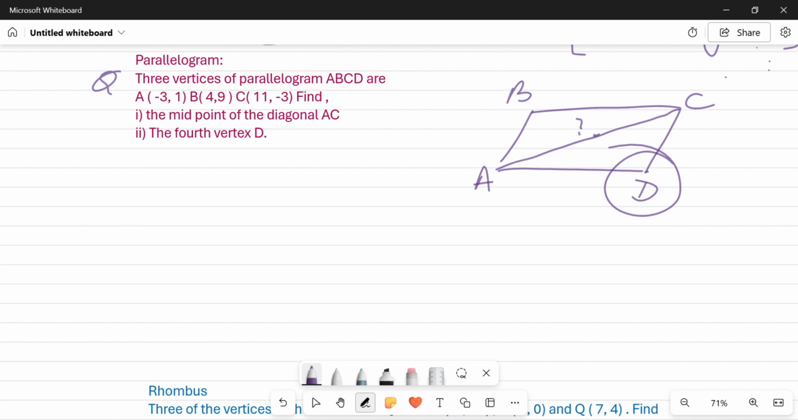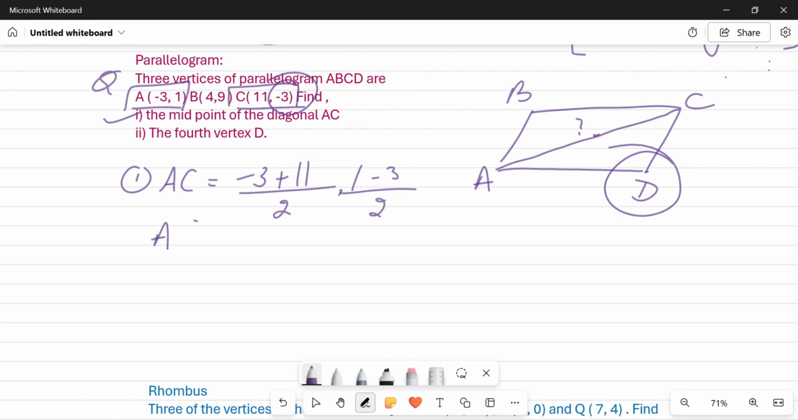Okay, how to do the first part? This is the midpoint of the diagonal AC. So here we write down AC equals the midpoint formula, as we know, x1 plus x2. A is (-3, 1), and C is (11, -3). The first is x1, y1, the second coordinate is x2 and y2. So -3, which is x1, plus 11, which is x2, over 2, and y1 is 1 and y2 is -3, so 1 plus (-3). I'm writing directly, okay?